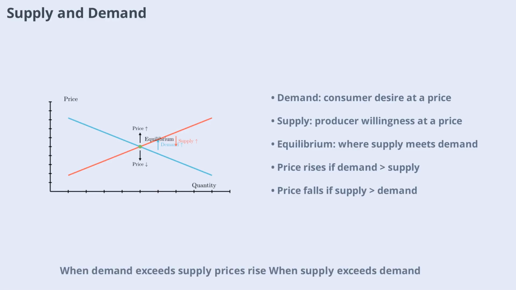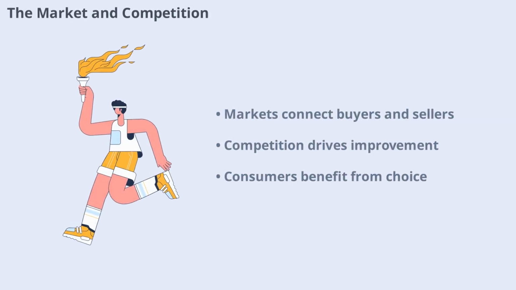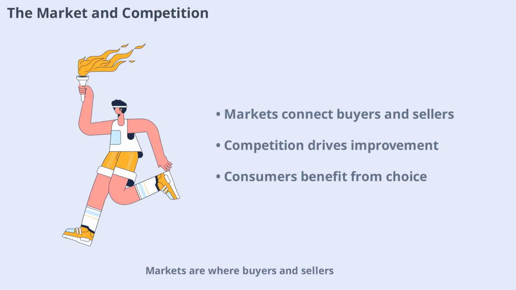When supply exceeds demand, prices fall. These forces work together to determine the price and availability of goods and services in the market. Markets are where buyers and sellers interact to exchange goods and services. Competition is the rivalry between businesses for customers. It affects price, quality, and quantity.